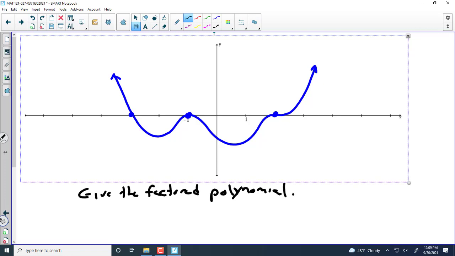Everyone, your job is to give me the factored polynomial that creates this graph. And I will tell you there's more than one right answer. I want you to give me the factored polynomial that generates this graph right here. You can do this. Even if you don't know exactly what to do, go ahead and write down something. Write down what you know. Maybe you just write down the zeros. Maybe you just write down something about multiplicity or end behavior. You write down something.